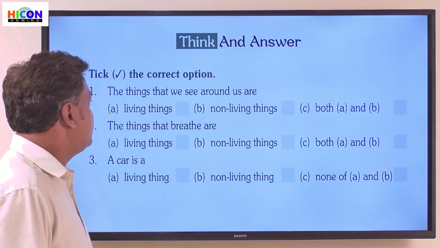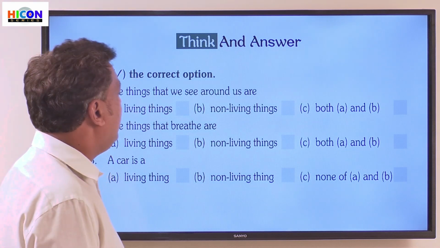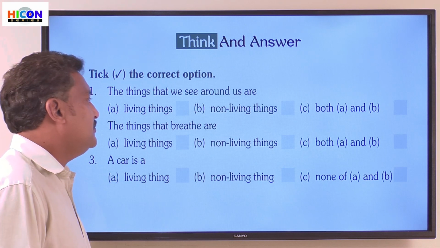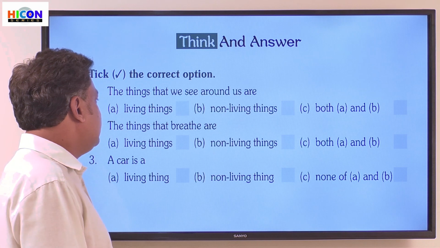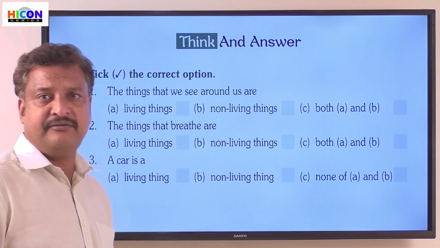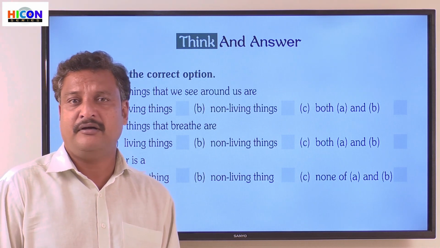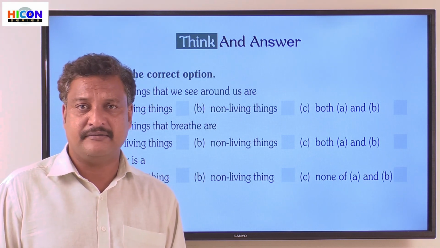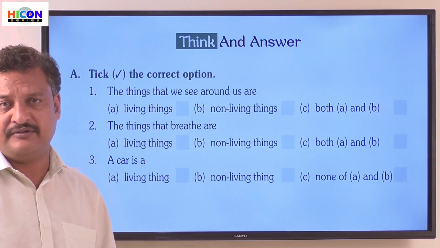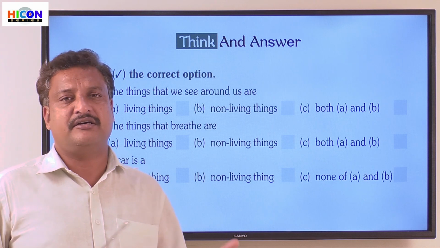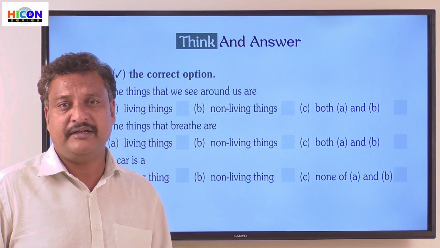Clear? So the first one, the things that we see around us are living things, non-living things, both A and B. So living things are those things which have a life, like the animals, birds, insects, plants, our friends, our parents, isn't it? Yes. Non-living things are those things which do not have any life, isn't it? Like a table, chair, bag, pen, pencil, book, house, stone, right?